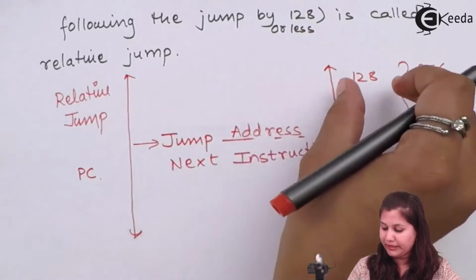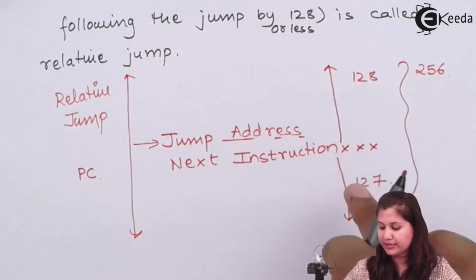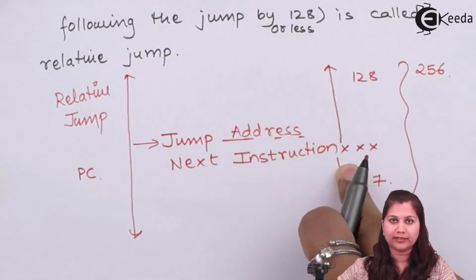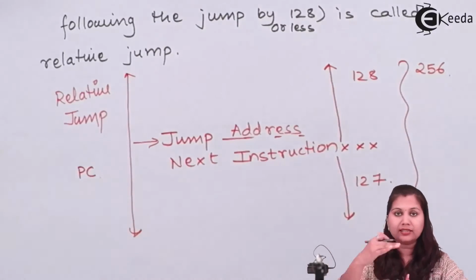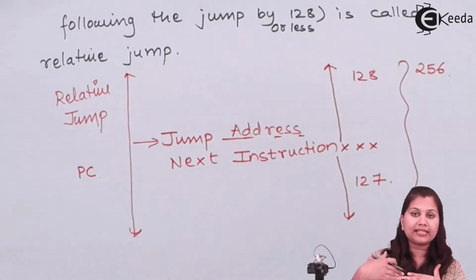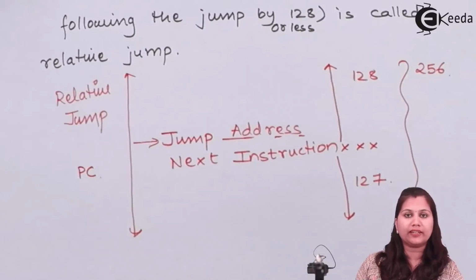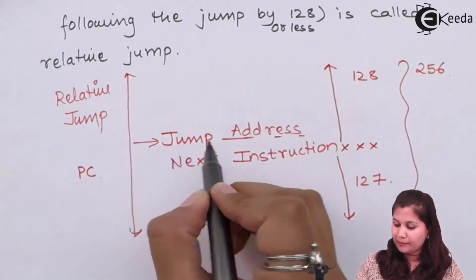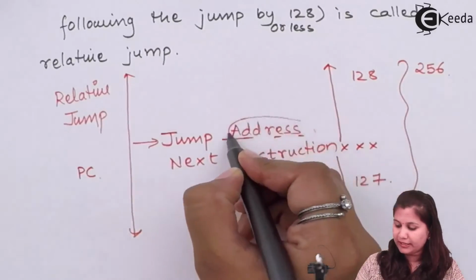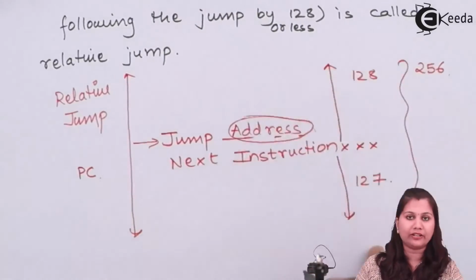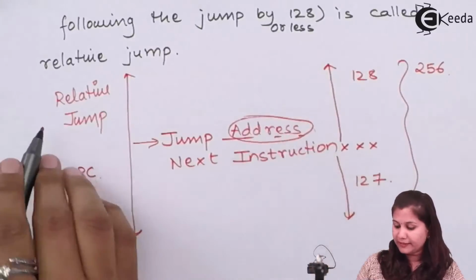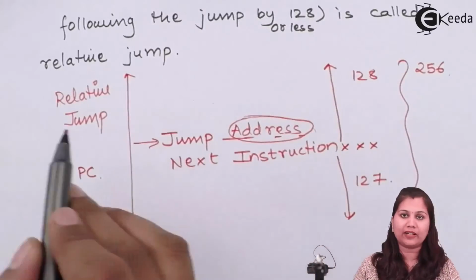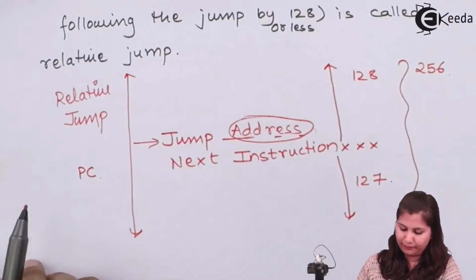Okay, 128 for this, 1 byte is for this, and 127 is for this. So this is the relative, or we can say the program range which is given to us, that in this range the jumping operation can be done. The jump and this address which we are getting, it is the range of this address. Because it is relative to the next instruction, that is why it is called the relative jump.